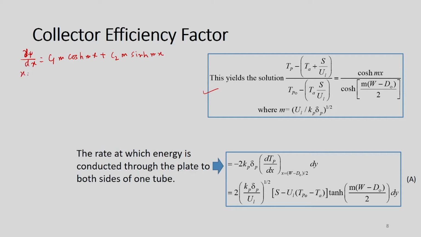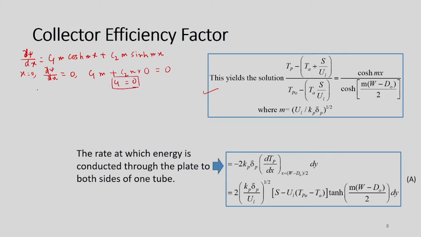So, at x equal to 0, then dξ/dx, since it is one dimensional, will be 0. So, C1 m cosh 0 is 1, plus C2 m multiplied by sinh 0, which is 0. Okay, it will be 0. So, C1 will be 0, right.